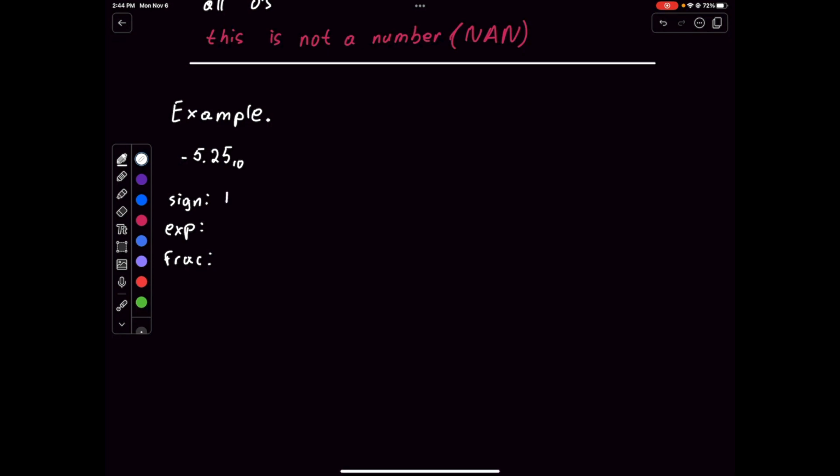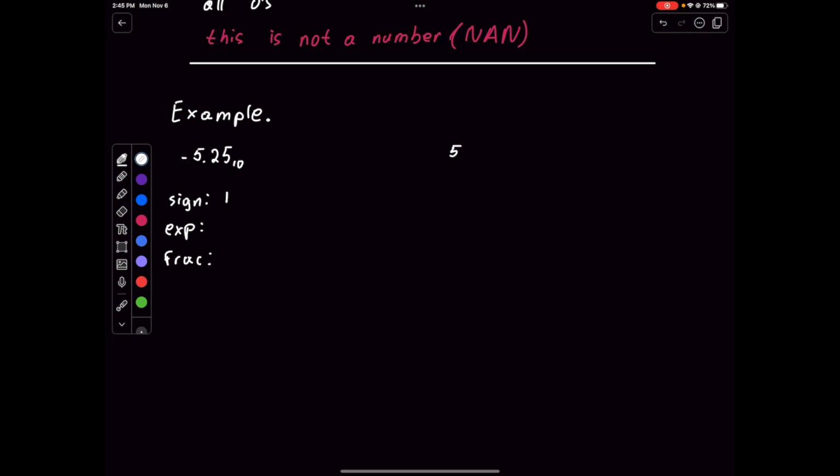The sign is negative. I can't talk today. Right, so if the sign is negative, it is 1. Beautiful. Now we are going to calculate the exponent and the fraction. At the moment, we don't have either of those things.